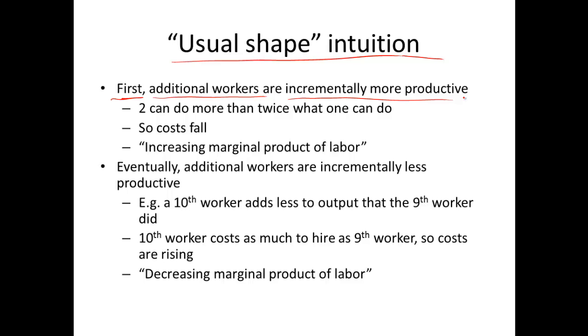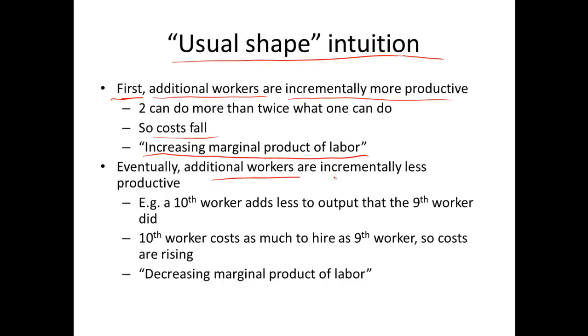Now, if that's true, then the cost per unit of output is falling. So in this region, which we would define as the region of increasing marginal product of labor, because an additional unit of labor adds more to output than the previous units of labor did, costs are falling.